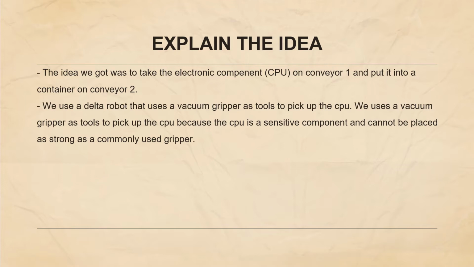I will explain the idea that we got. The idea was to take the electronic component, a CPU, on conveyor 1 and put it into a container on conveyor 2. We use a Delta robot with a vacuum gripper as the tool to pick up the CPU. We use a vacuum gripper because the CPU is a sensitive component and cannot be handled as strongly as with a commonly used gripper.